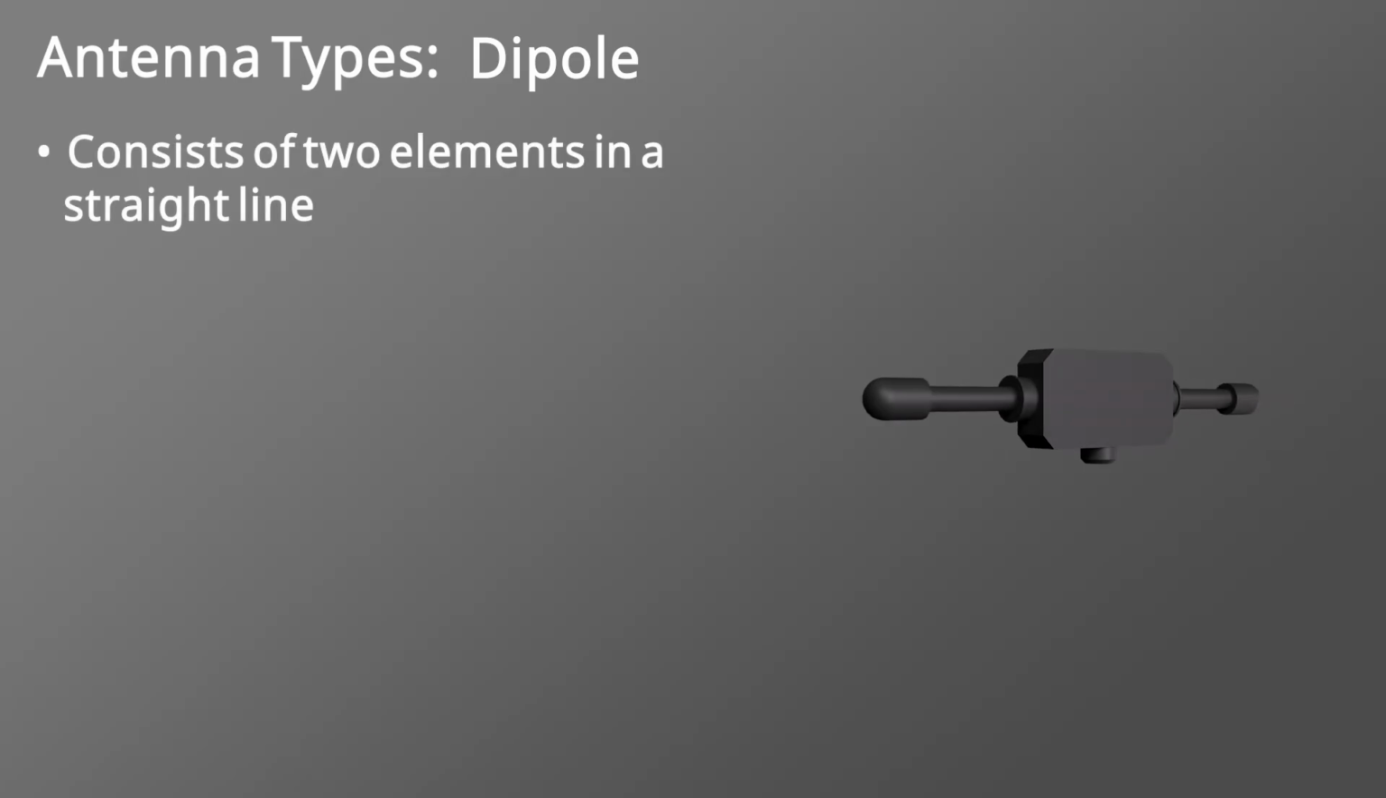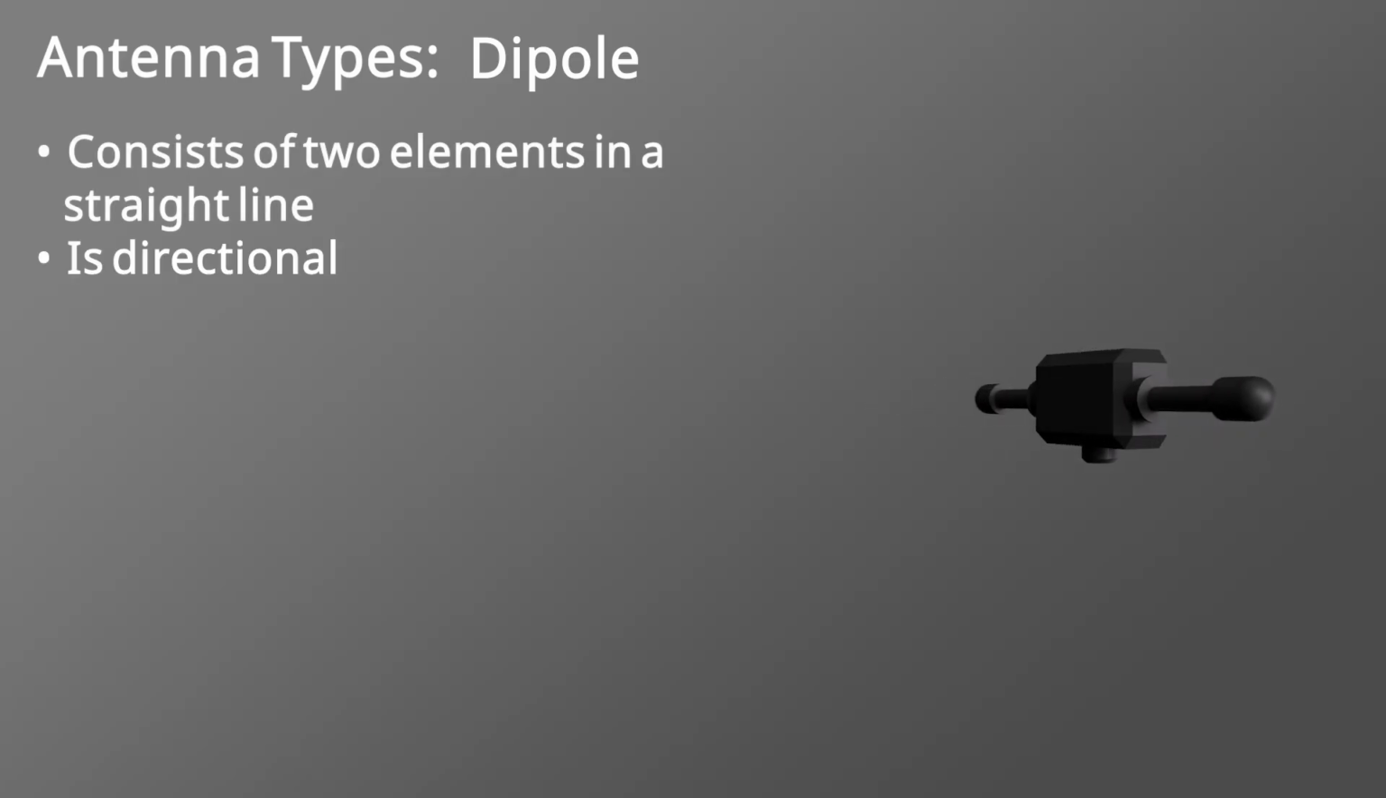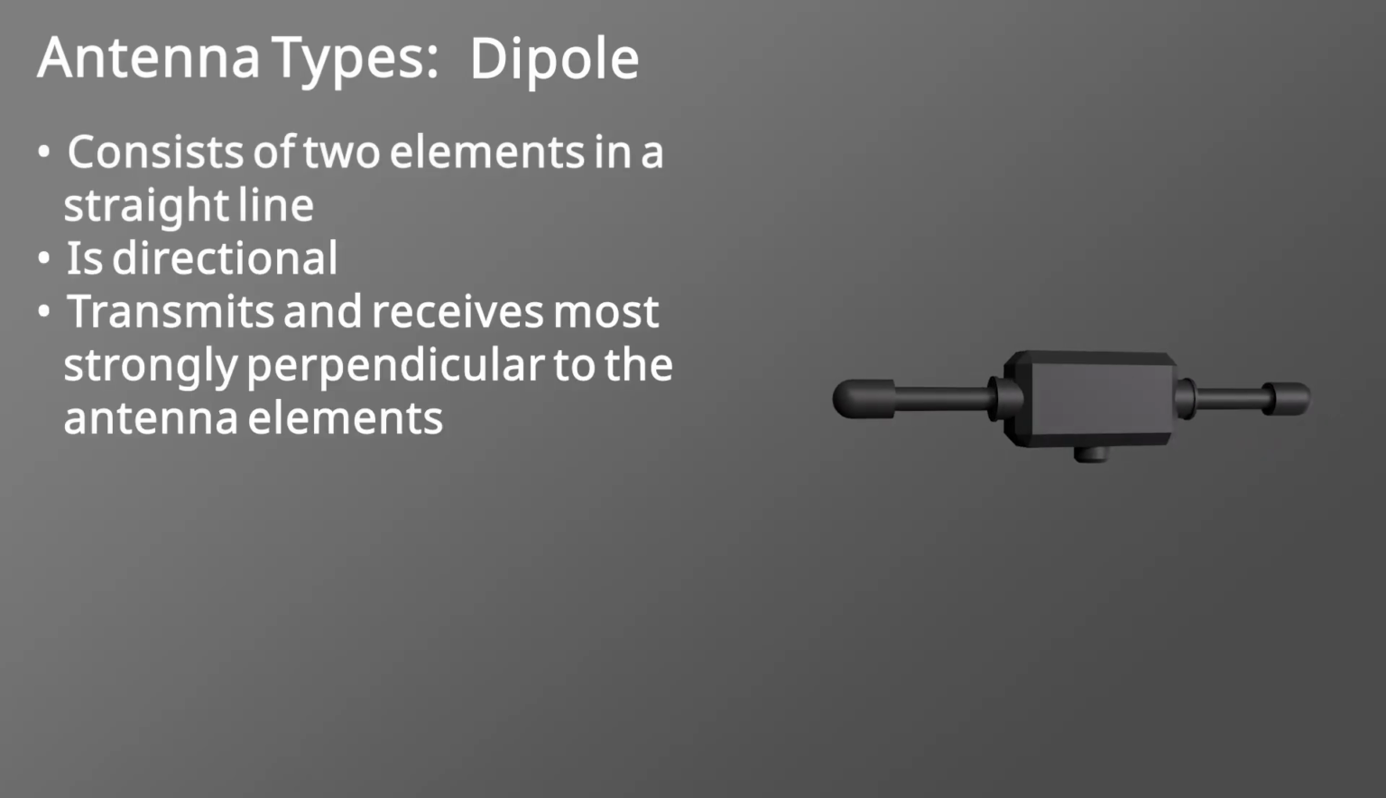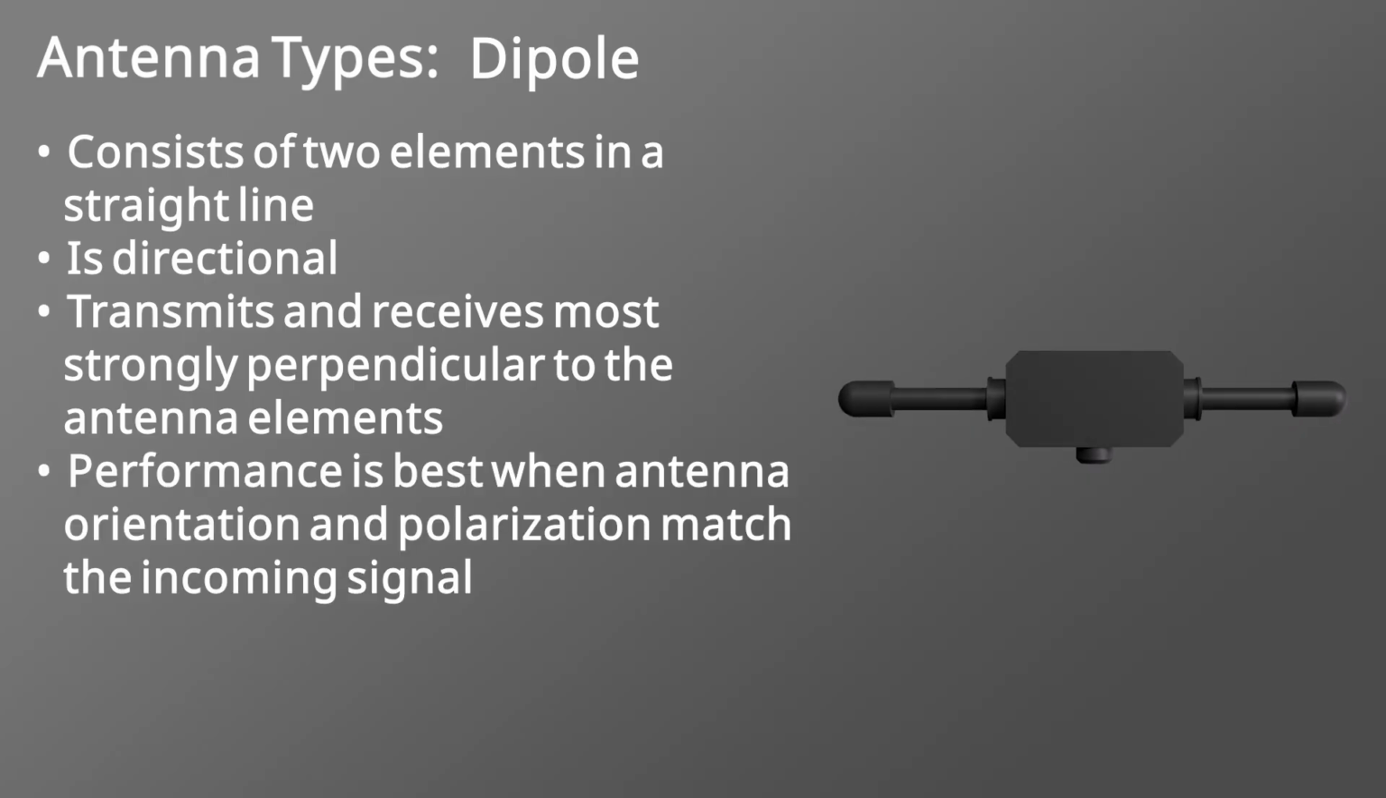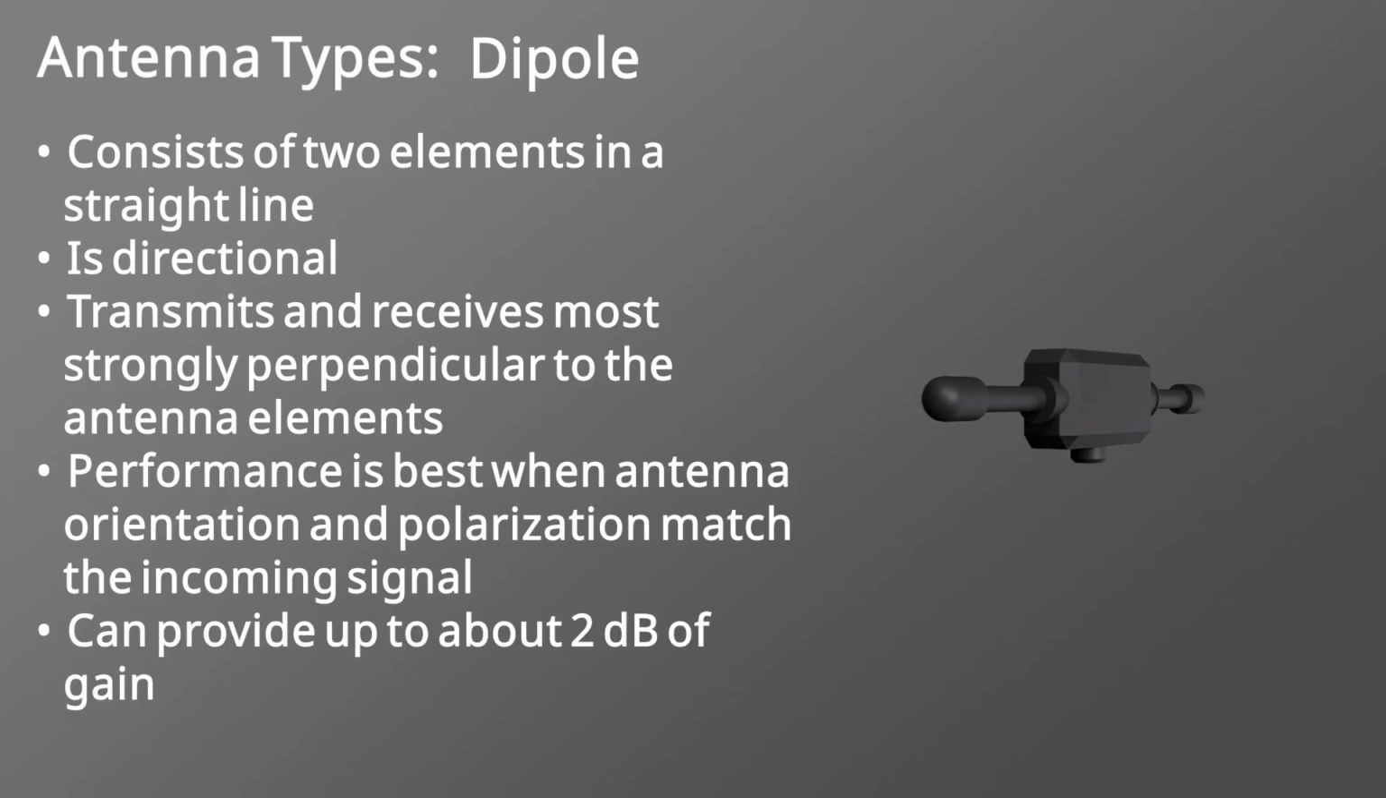Dipole antennas consist of 2 elements in a straight line and are directional. A dipole transmits and receives most strongly perpendicular to the antenna elements. Performance is best when antenna orientation and polarization match the incoming signal. A dipole antenna can provide up to about 2 decibels of gain.